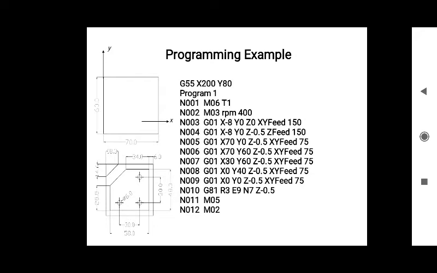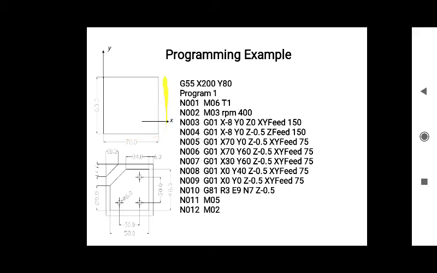Cutting with feed is 75 per minute. After finishing the horizontal cut, now we are supposed to move the cutter from the lower right corner to the upper right corner. So again the coordinate will change, from x70 y0 to x70 y60.